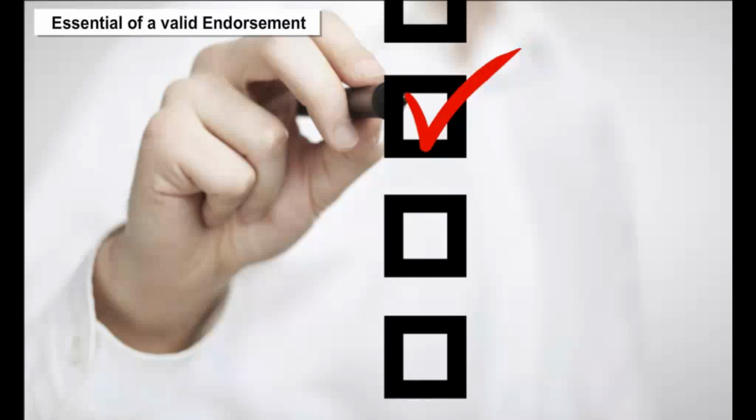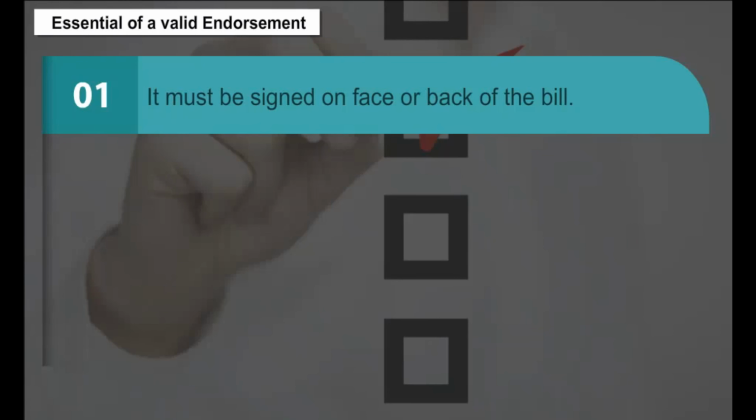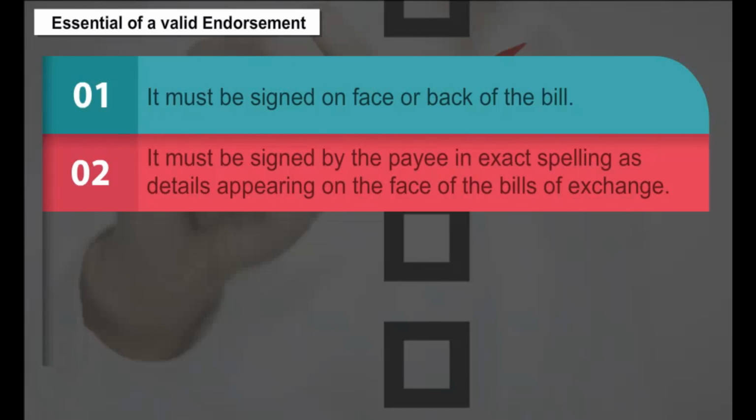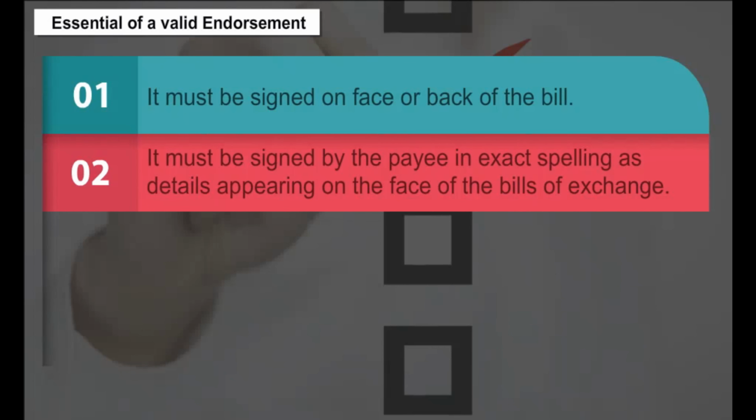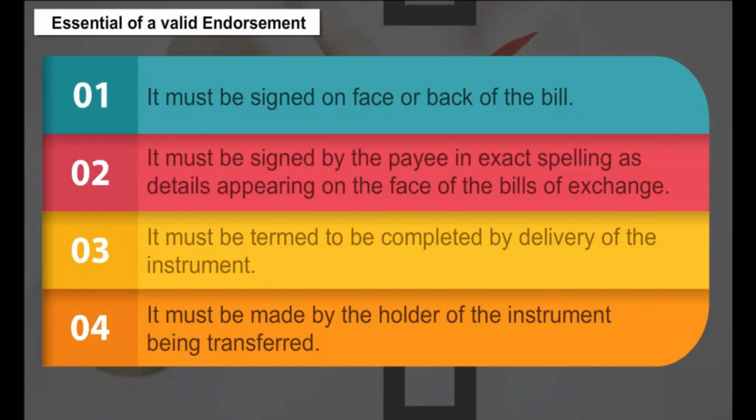Essentials of a valid endorsement. It must be signed on the face or back of the bill. It must be signed by the payee in the exact spelling as the details appearing on the face of the bill of exchange. It must be completed by delivery of the instrument. It must be made by the holder of the instrument being transferred.